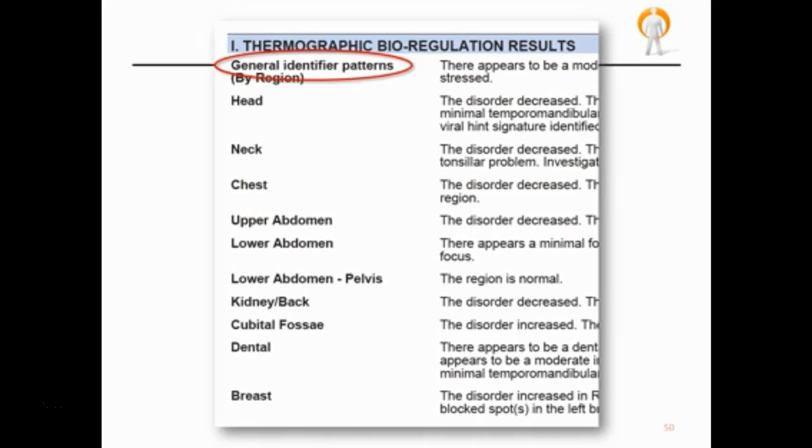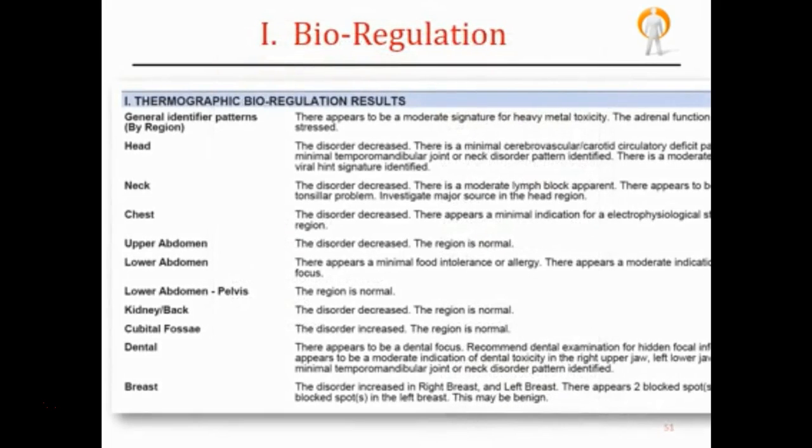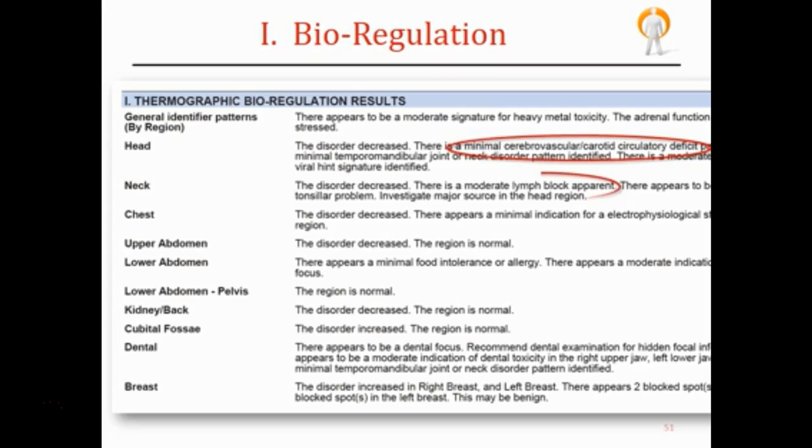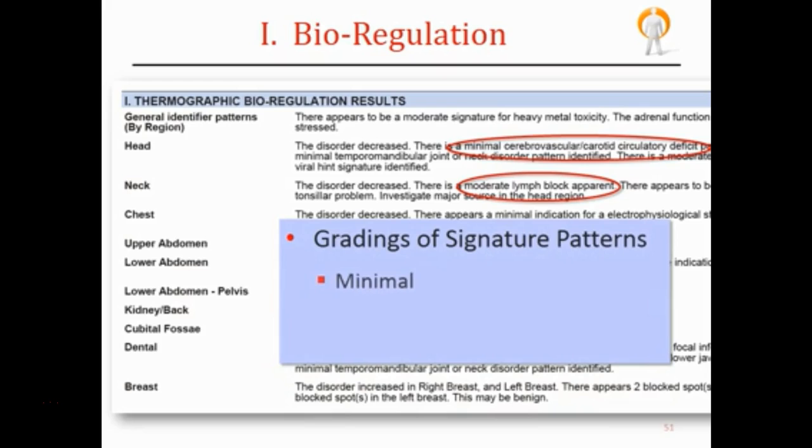And this is the section where you'll find information about the disorder for each region and whether it increased or decreased. You'll also find a description of recognized physiological signature patterns and their corresponding level of progression or grading, which will be either minimal, moderate, or severe.